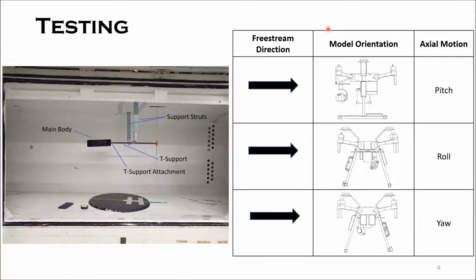A base drag survey was also conducted for an empty test section, struts alone, and the struts with the T-support from 200 RPM to 1000 RPM in increments of 100 RPM. The test data would also be corrected for this base drag so as to obtain the data for the test model itself.